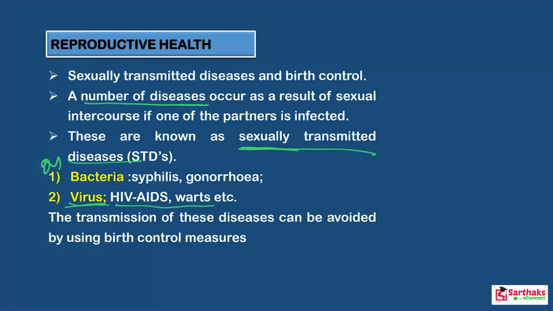If you want to avoid the transmission of these diseases, it can be avoided by using different birth control methods. The most common, most preferable as well as the most reliable methods are condoms and the diaphragm.